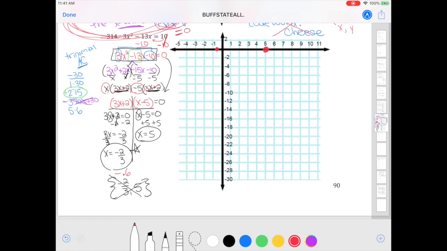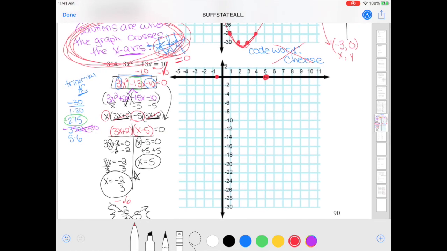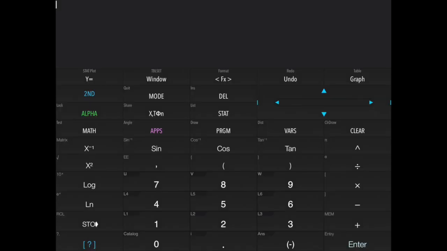So to graph this in your calculator, we have to take what we were given and plug it into the y equals. So you're going to be typing in y equals 3x squared minus 13x minus 10. So to graph this function on the calculator, we have to plug it into our y equals, which is exactly like we did in the last video. So I go to that y equals, clear everything out, and we're going to type it in exactly how we just wrote it. So 3x squared minus 13x minus 10.